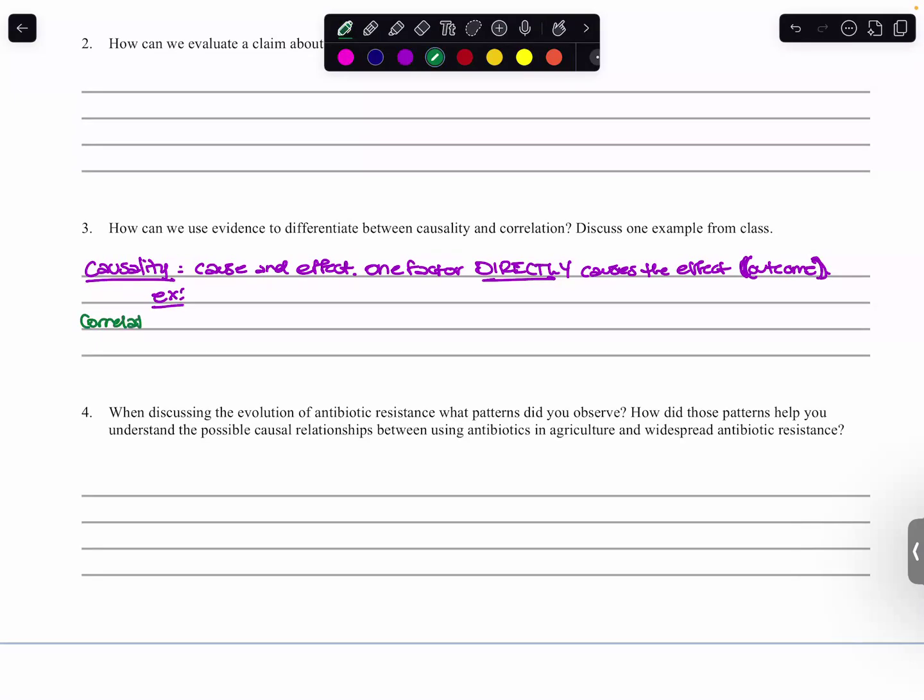And then correlational just basically means patterns, right? Nothing that's directly affecting, but there may be multiple factors that contribute to the effect or outcome, right? And then you're going to provide an example there.